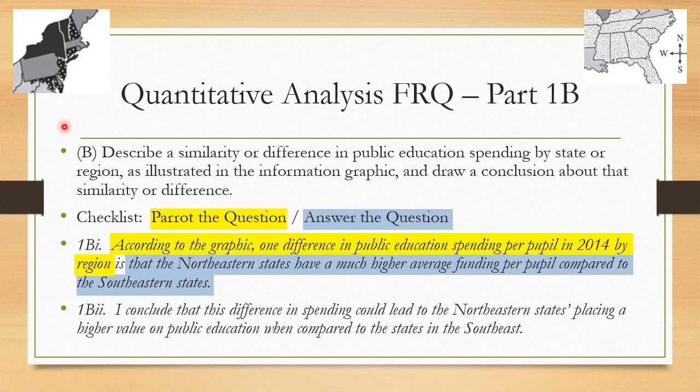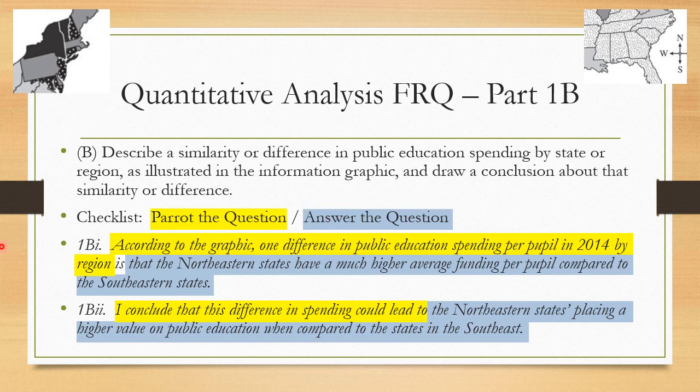Now we got to answer the second part of the question, right? Remember, parrot the question first. I conclude that this difference in spending could lead to, remember, draw a conclusion, right? I conclude that this difference in spending could lead to, answer the question, the northeastern states placing a higher value on public education when compared to the southeast. Remember, this was just our outline, right? And now we're articulating it and formulating our response. So parrot the question, answer the question, and in this case, the question had two parts, so we broke it up into two bulleted sections.